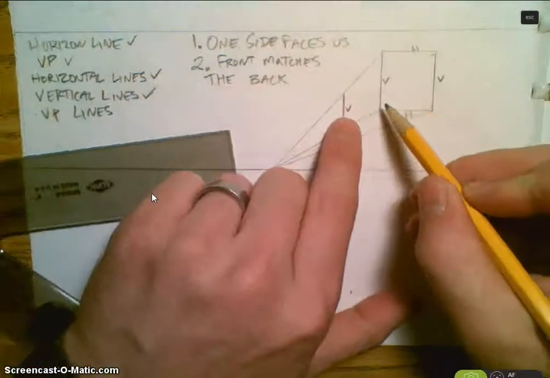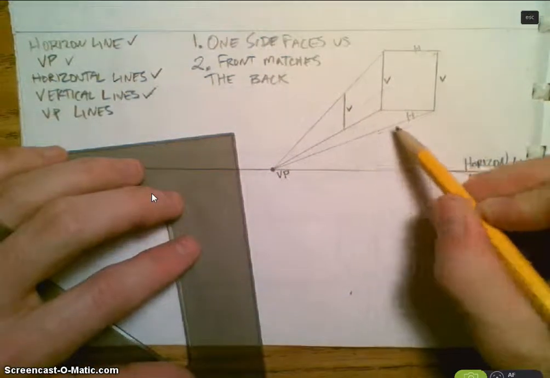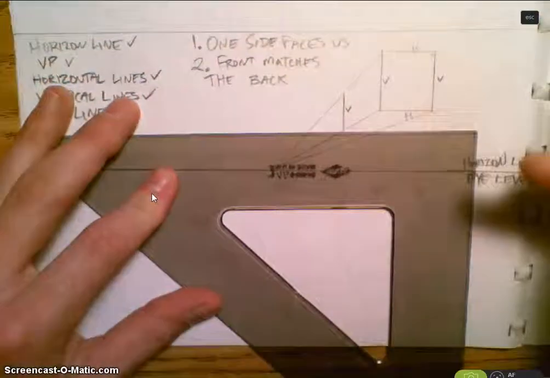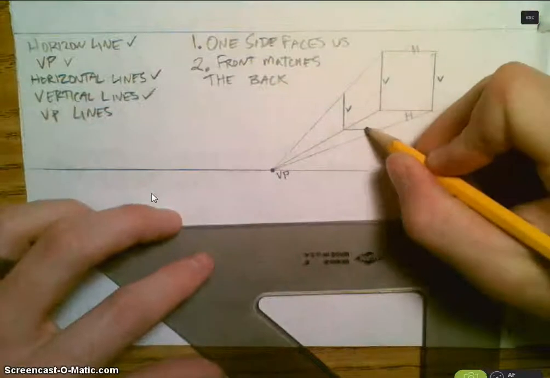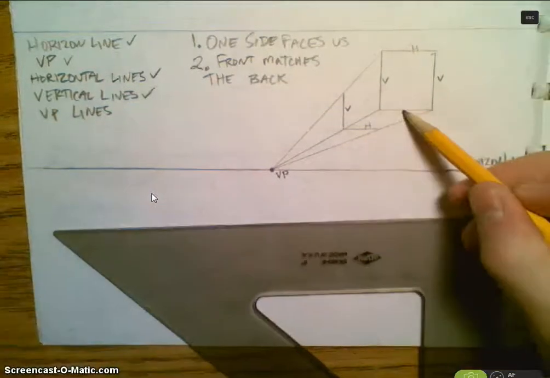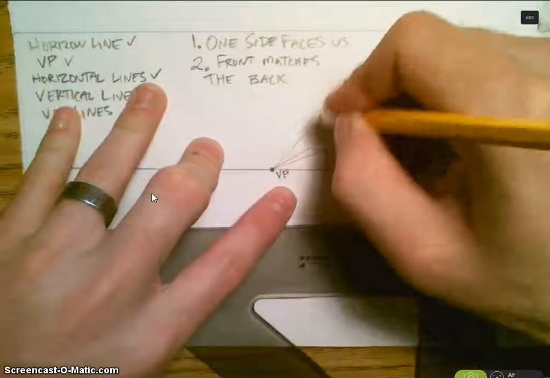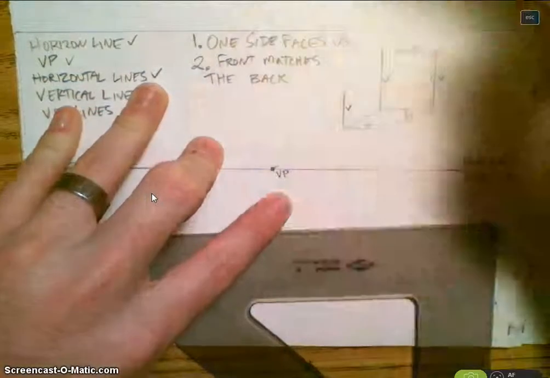So the front side matches the back. Same thing on the bottom here. If I've got a horizontal line here, I need a horizontal line down here. The front matches the back. And what do I do with whatever's left over? Erase it. That's right. So I'm going to erase these leftovers.